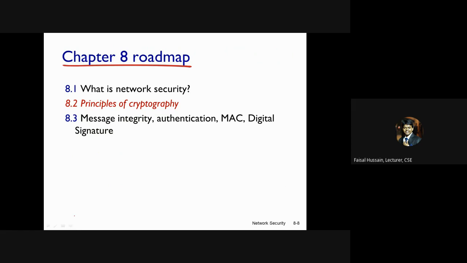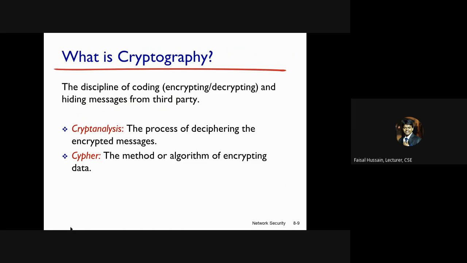Now we'll talk about principles of cryptography. Our main goal is to look into the message integrity part. So how can we give integrity to a message, and to which degree? Cryptography is a process of encrypting plain text into cipher text. Cipher text means the encrypted message, and there are two terms necessary: cryptanalysis and cipher. Cipher means the algorithm that is used to encrypt the data, and cryptanalysis is the process of deciphering the encrypted message. Assume that you don't know which cipher is used. From looking at the encrypted message and the decrypted message, you are trying to guess the deciphering algorithm. That is cryptanalysis.